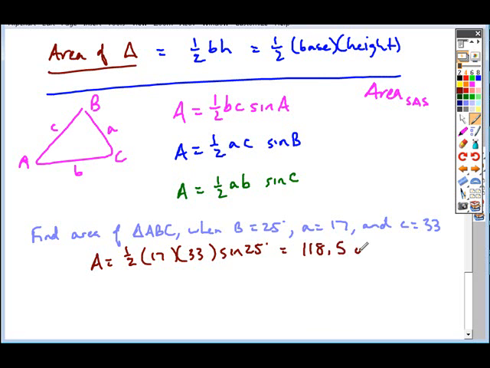118.5. Okay, it's an area, so it's square units if it was asking to label. The U just represents some unlabeled unit. Okay, and so that's all you'd have to do.